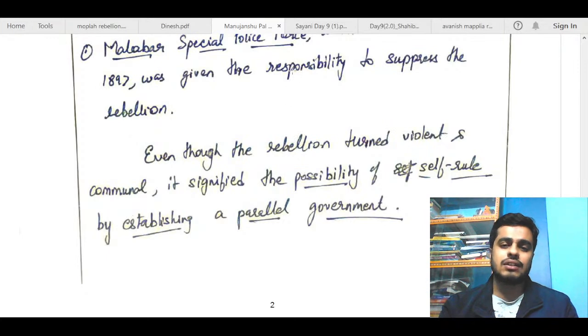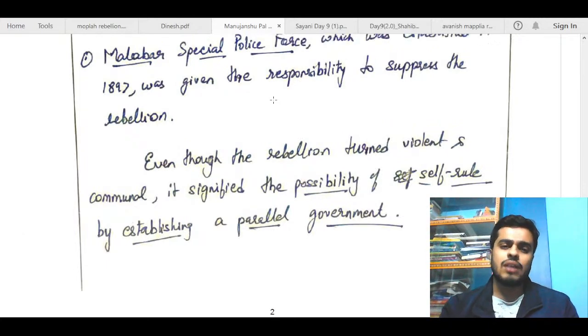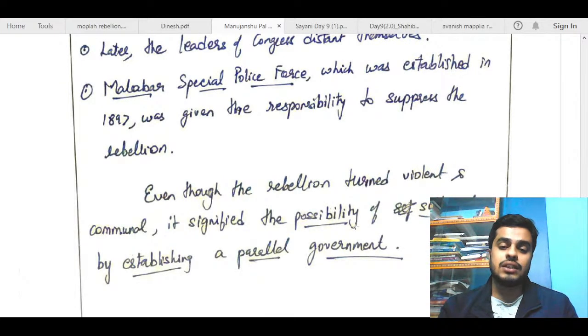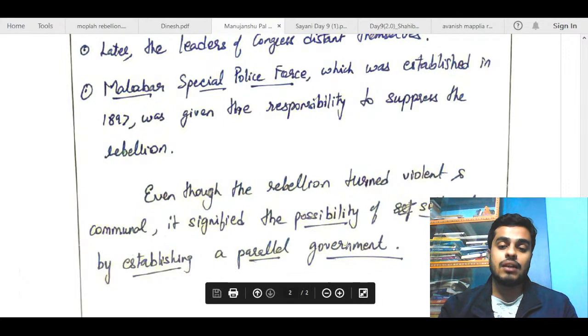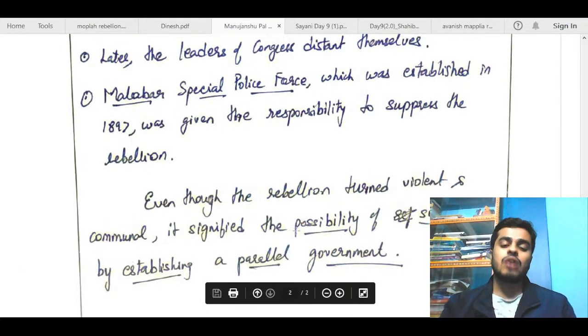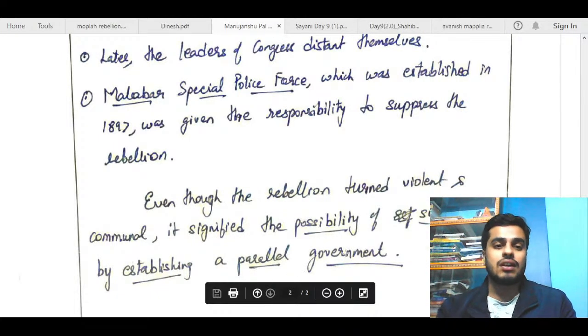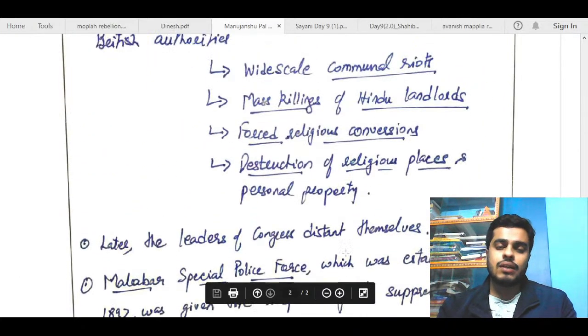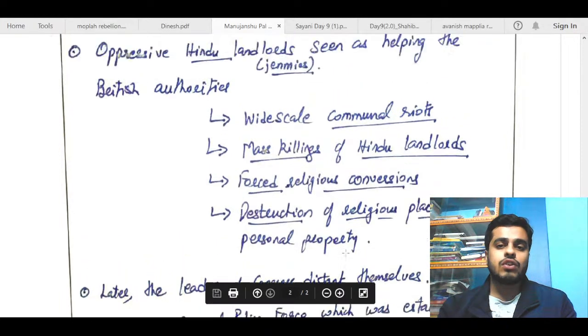Or you can just summarize it like: initially it started with agrarian and political discontent, but it went on to take communal undertones. So that would have been sufficient, rather than praising and saying that this movement was successful in establishing a parallel government, because finally it was suppressed also. You cannot say that a parallel government was established and it continued. So you can make those changes in the conclusion, and overall your answer is fine.